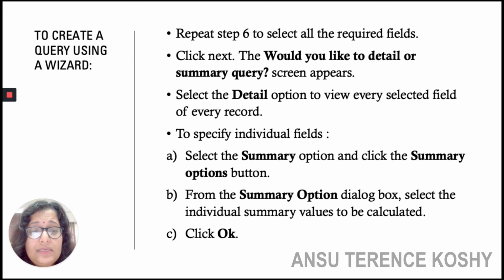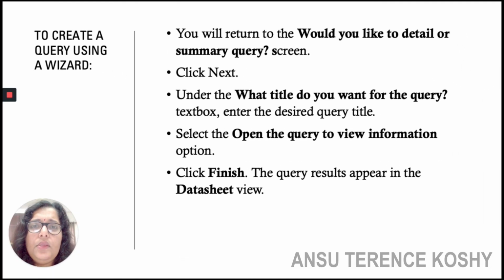From the Summary Options dialog box, click the individual summary values to be calculated. You have to go to the summary option, click on it, and the dialog box appears. Then you can ask for separate individual summary values to be calculated. Click OK. For example, you have 5 different subject marks entered, and you would like to know the children who have scored more than 80 percentile in each subject. Then you have to give the query there. Then only we will be able to list out in which subjects how many people got more than 80%, and that has to be applied in all the fields separately.